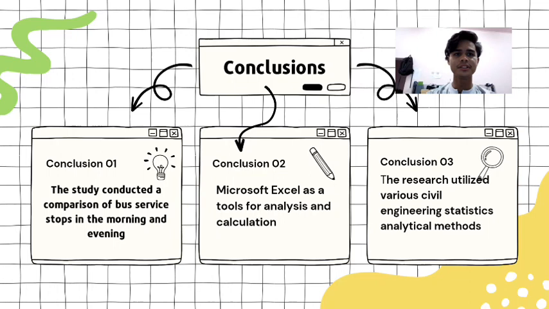And lastly, the research utilized various civil engineering statistical analytical methods. We used a lot of methods that have been learned from the civil engineering statistics subject to do the analysis, such as the box and whisker plot, F-test and ANOVA test. Okay, that's all for me.